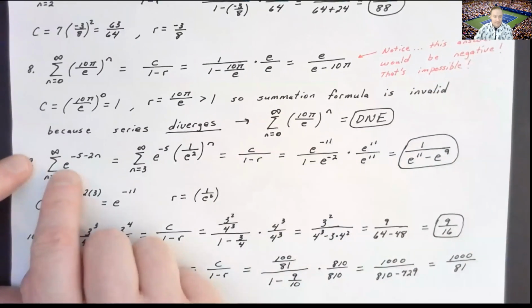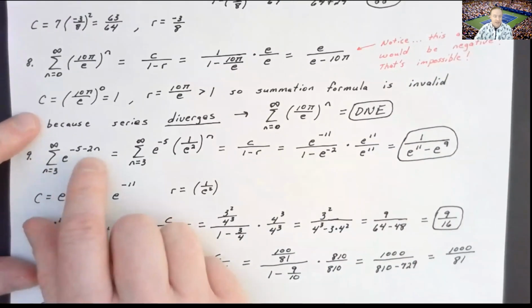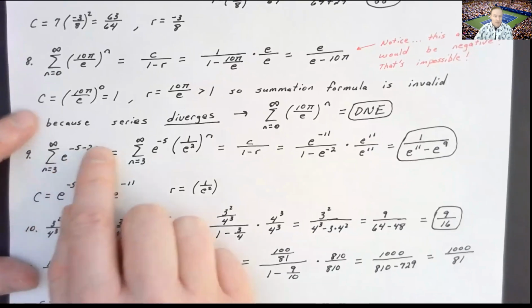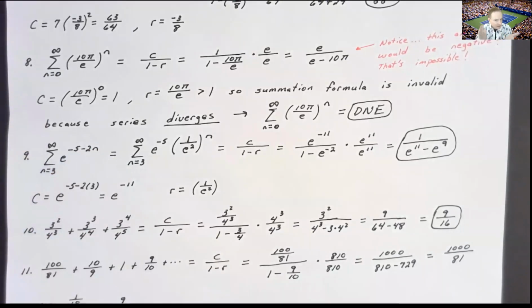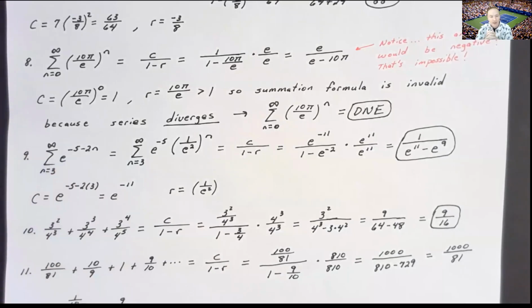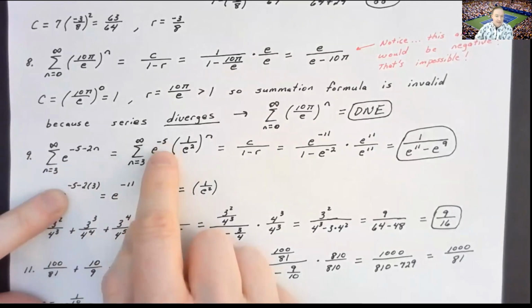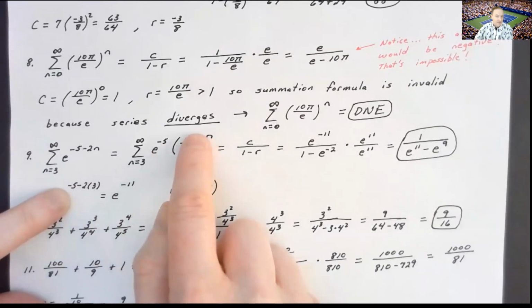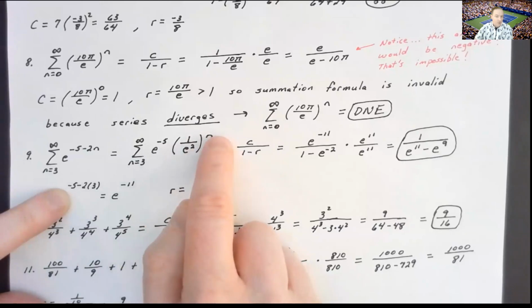For the next one here, and again, it's a geometric series. Anytime we have any term raised to a power. Now this one's a little bit of a disguise, and you have to understand your properties of exponential functions here. I know that e to the negative 5 minus 2n, that's the same thing as e to the negative 5 times e to the negative 2n. So what I did is I said, well, I'm going to take that e to the negative 5 and then e to the negative 2n, that's the same thing as 1 over e squared raised to the n.